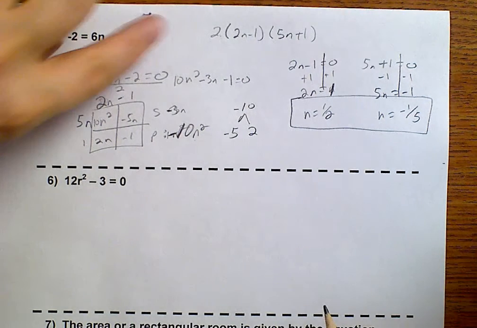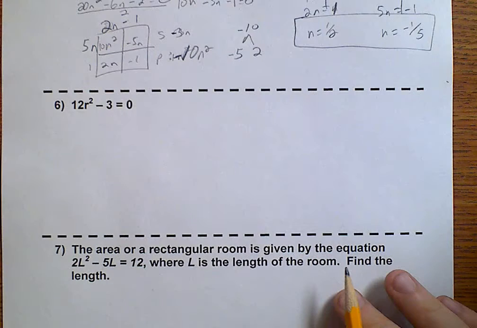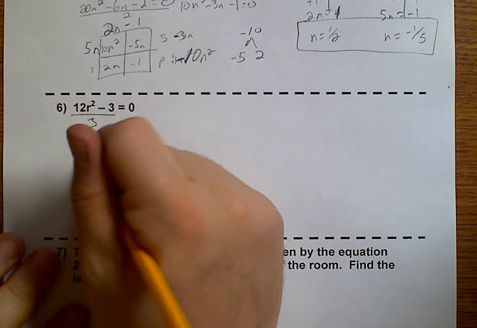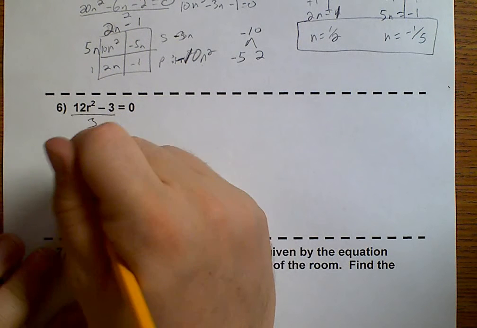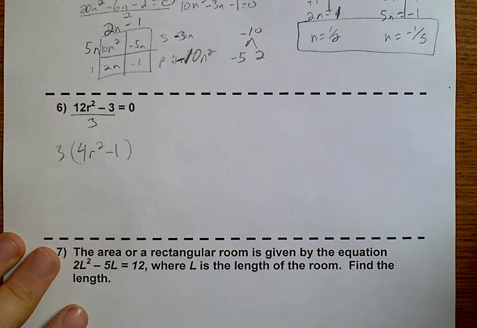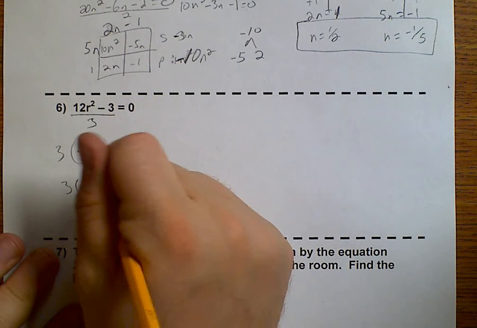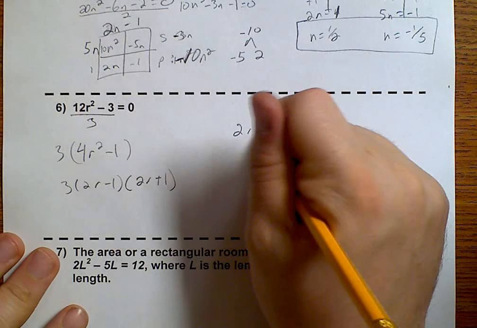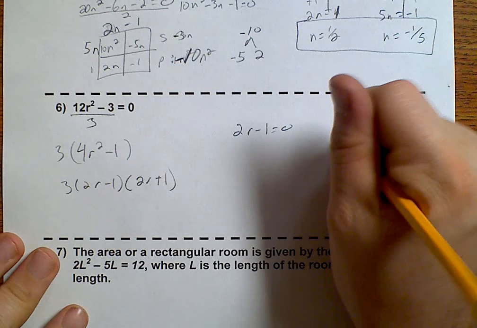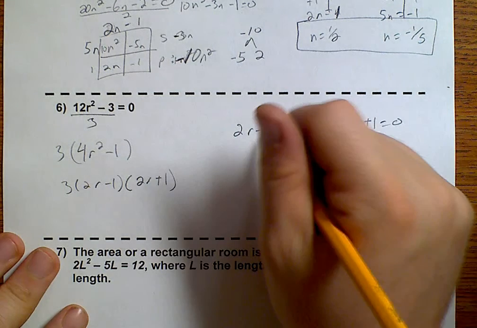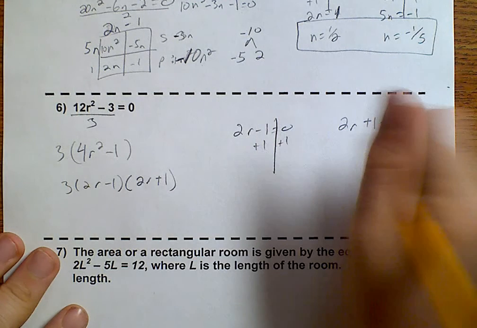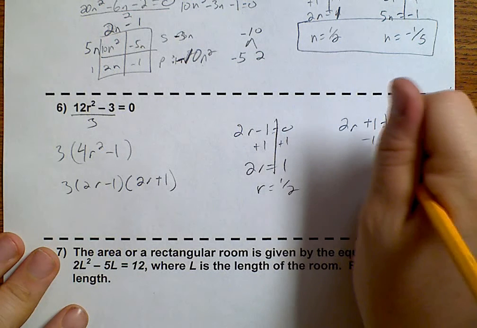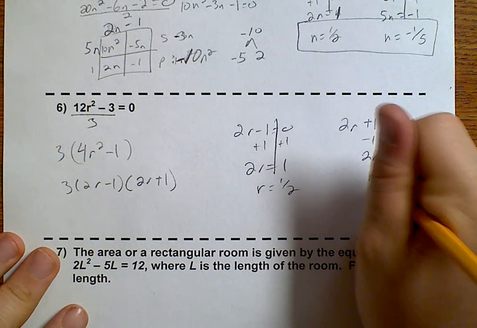Moving on to number 6. Looking at this, I can see that I can divide everything here by 3. That gives me 4r squared minus 1. Well, I can factor that to 2r minus 1, 2r plus 1. So 2r minus 1 equals 0. 2r plus 1 equals 0. Add 1. 2r equals 1. R equals 1 half. Subtract 1. 2r equals negative 1. R equals negative 1 half.